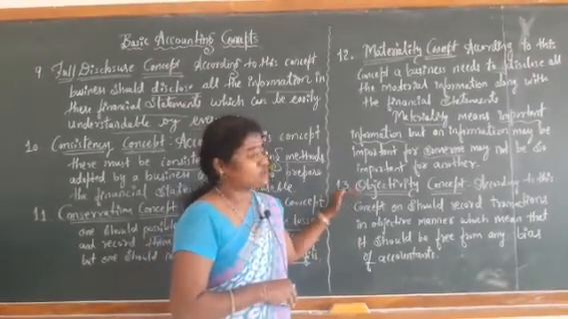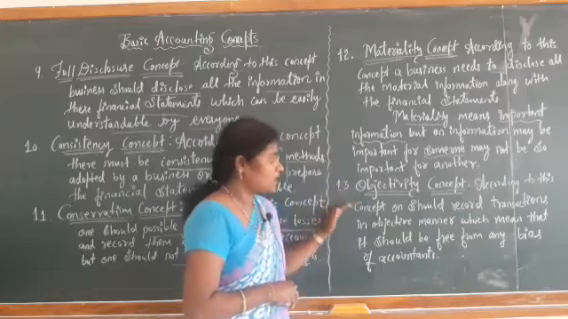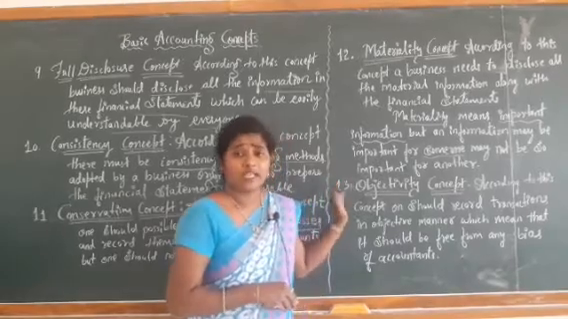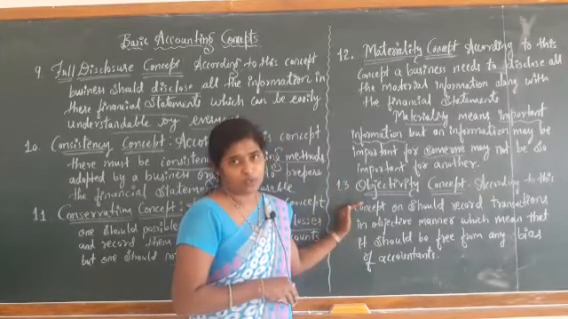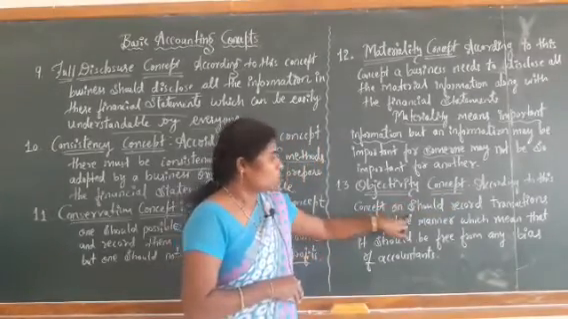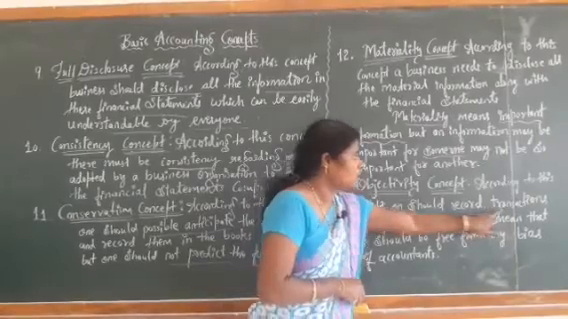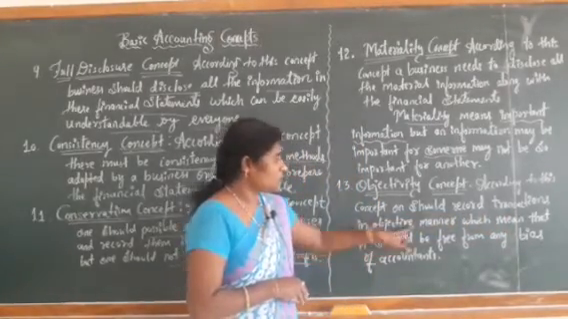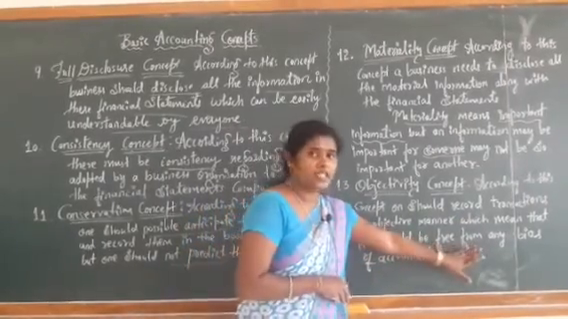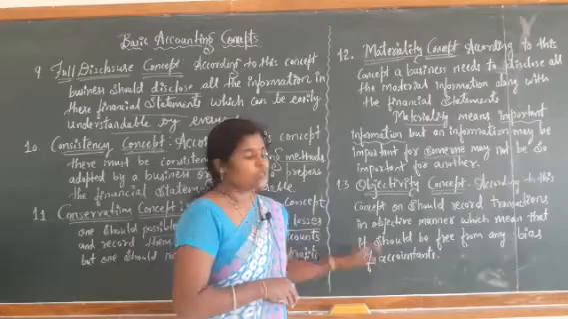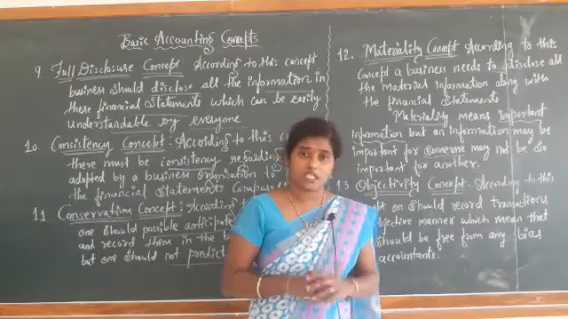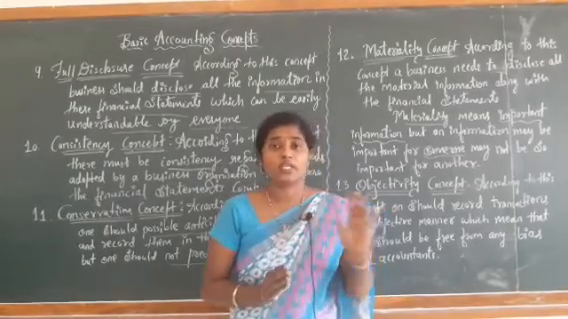So the objective concept says that whatever information or transactions you are going to record in the financial statements should be objective, not subjective. According to this concept, one should record transactions in an objective manner, which means free from any bias of accountants. Whatever transactions are recorded in the financial statements should be objective, not subjective.